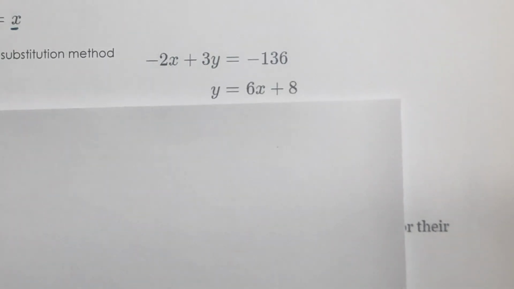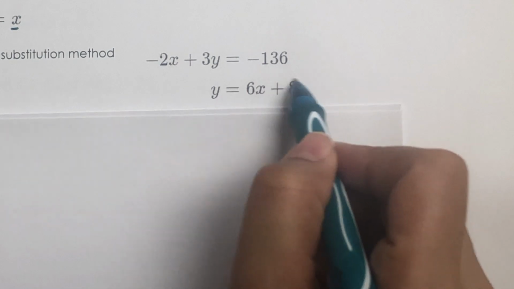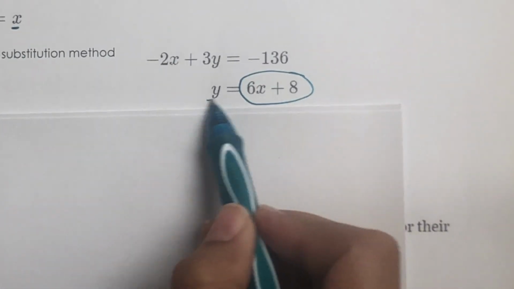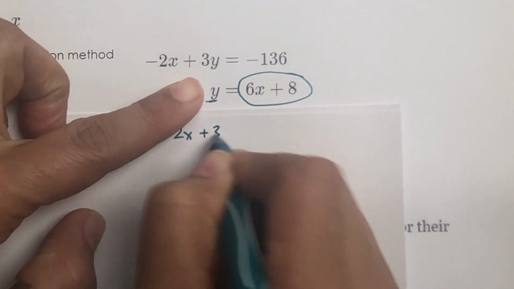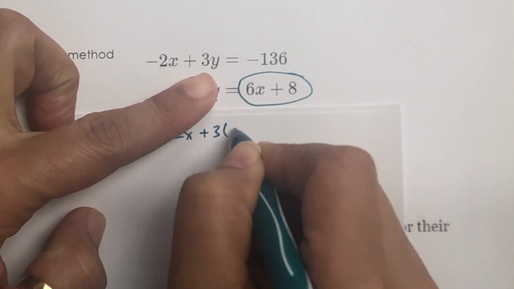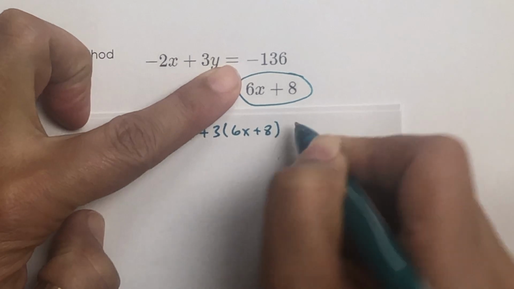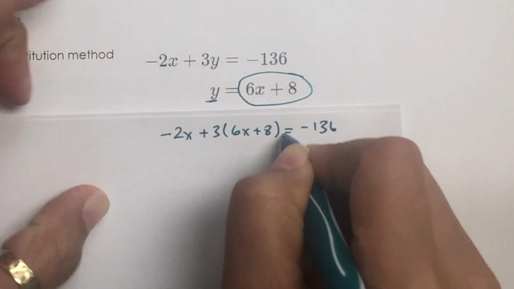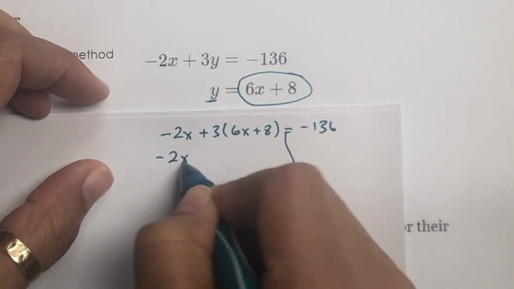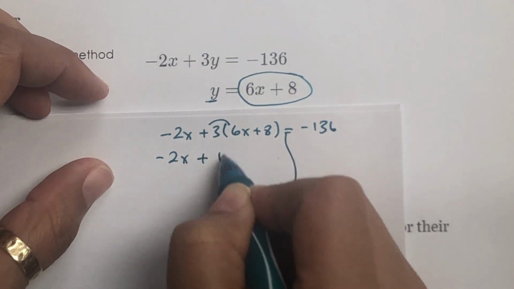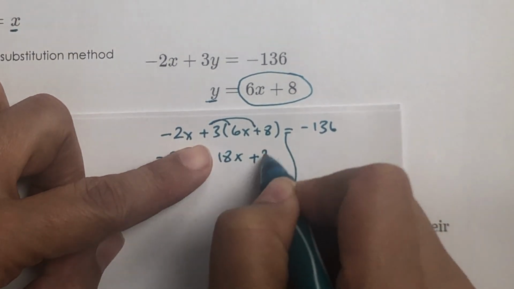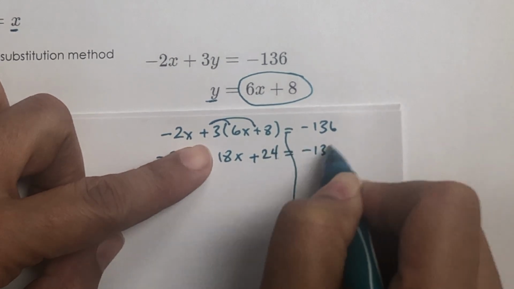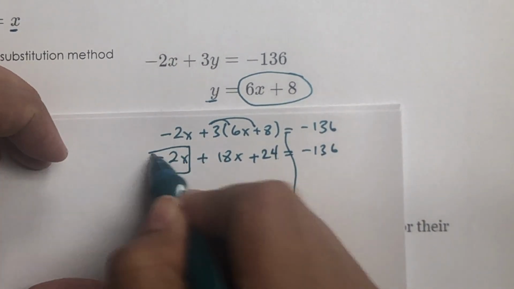Again, look for x equals or y equals. I found y equals right here. All right, everywhere I see y, you're going to put this whole thing. So you write it out just like it is. I see y, so now I put this whole thing. Everything else stays the same. Then you're just going to work it out. So negative 2x, distribute that, positive 18x. 8 times 3, 24, 8, 136. All right, boxes and circles.